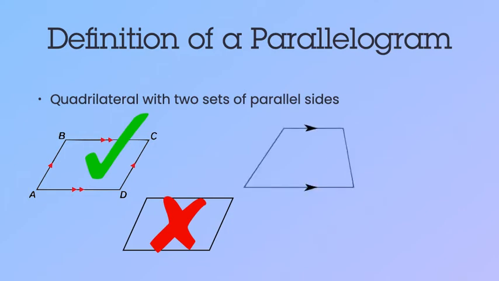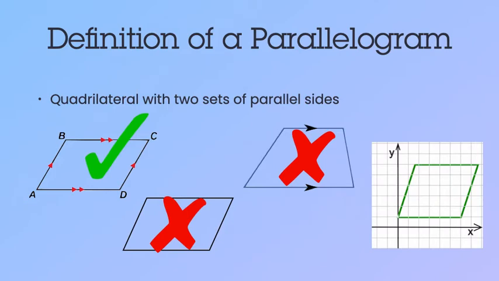In this picture we have one set of parallel sides, but the other one probably not parallel, so this is not a parallelogram. In this picture we see on the coordinate plane that the opposite sides have the same slopes, and if their slopes are the same, then they are parallel, so that is a parallelogram.